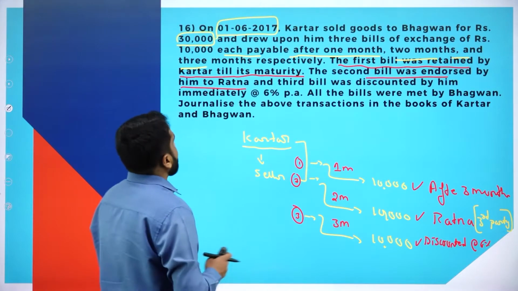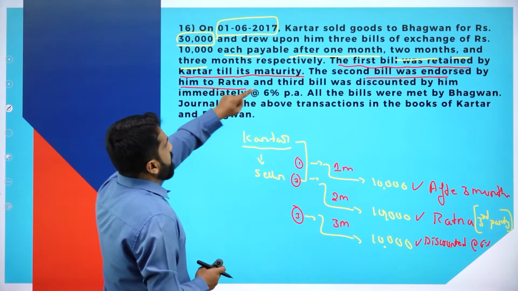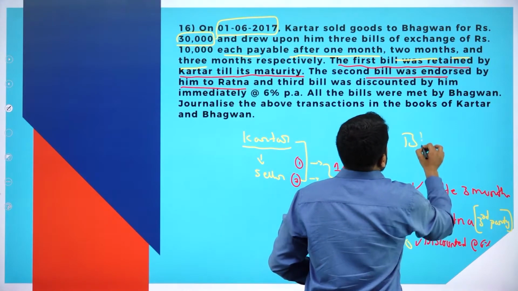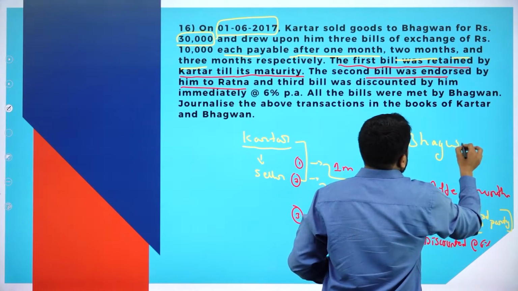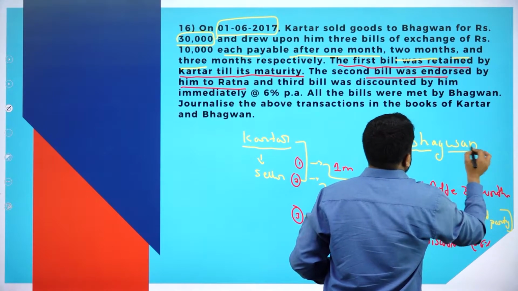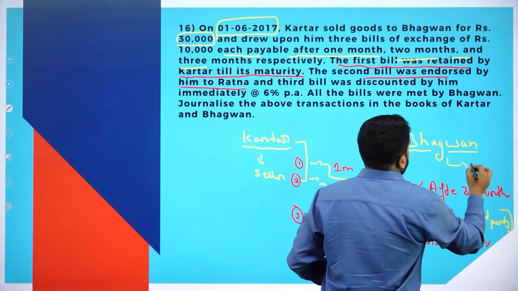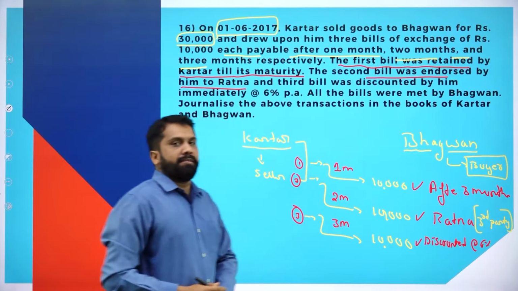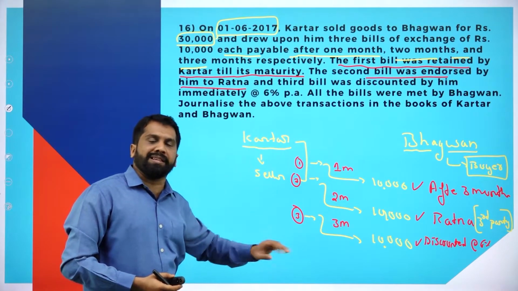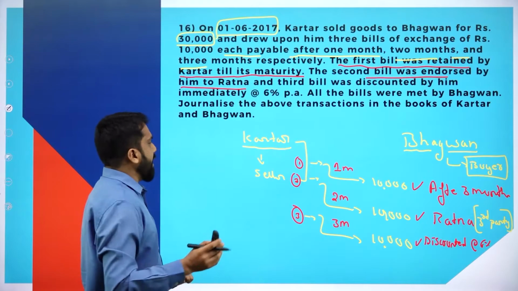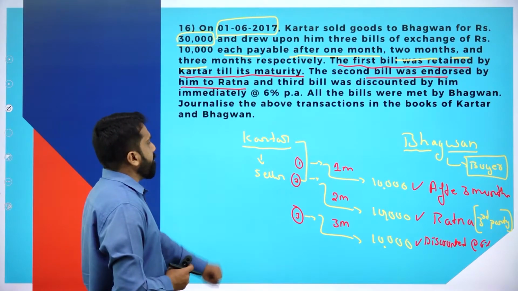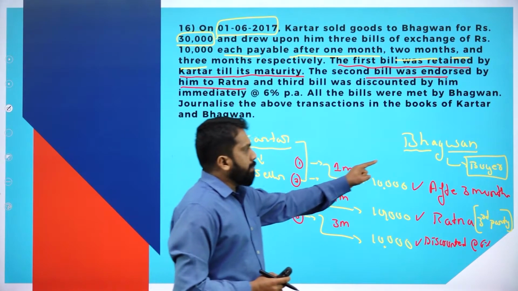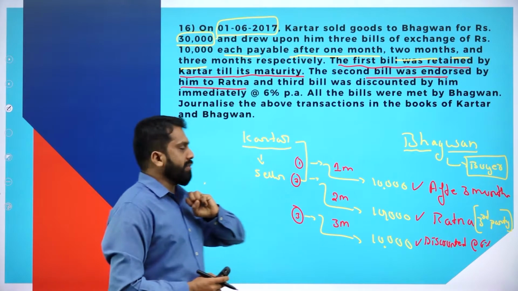Clear? Yes. Now, who is the buyer here? Bhagwan. Bhagwan is the buyer. Bhagwan we call as buyer. Hope you are clear with all this concept. Again, I'll recall this. Now, Kartar is the seller, first person. Bhagwan is the buyer, second person.